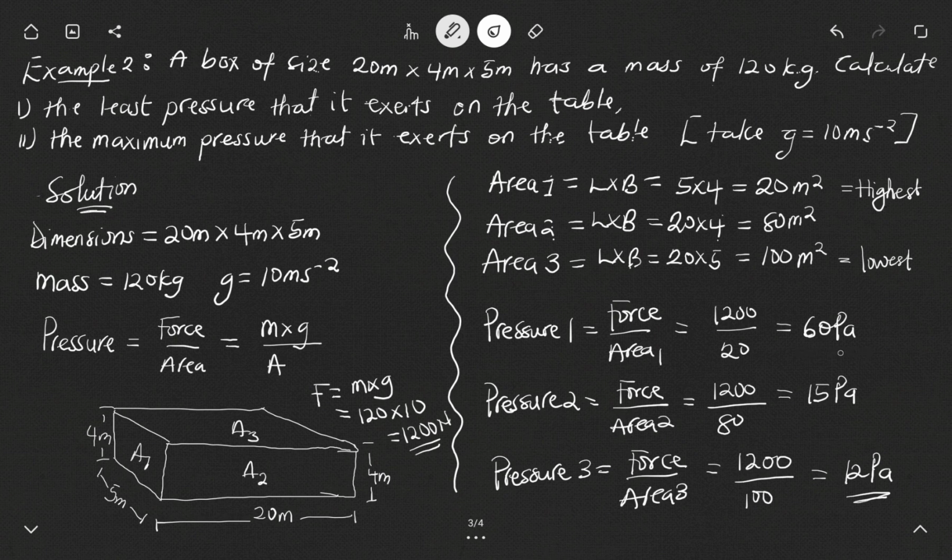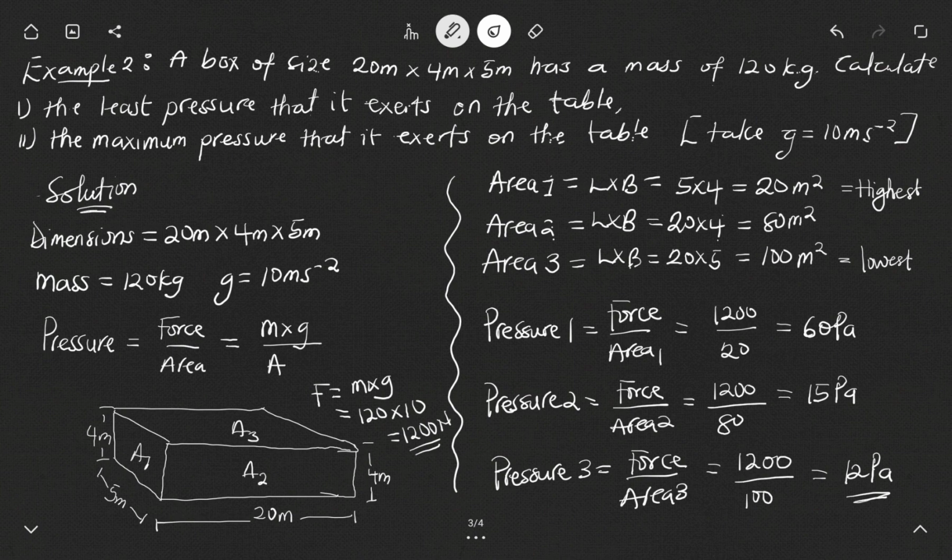So the second aspect, which is saying the maximum pressure that is set on the table, that maximum pressure will be from area 1, which has the smallest area, and the pressure over there will be 60 pascal. Now the other aspect, which is saying the least pressure, between 15 and 12, 12 is the smallest, so the least pressure is going to be 12 pascal, and it is exerted by the area 3, which has the highest surface area.